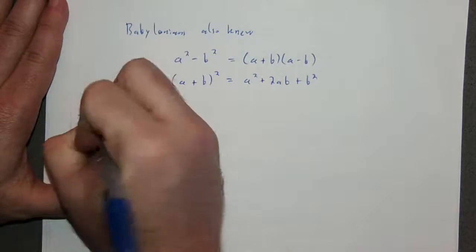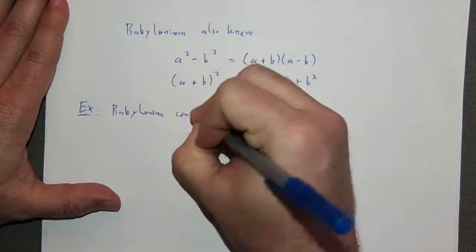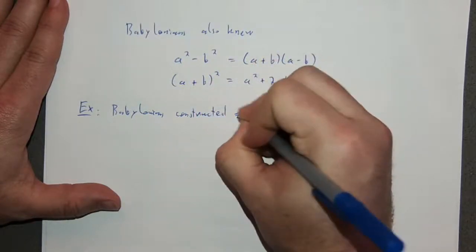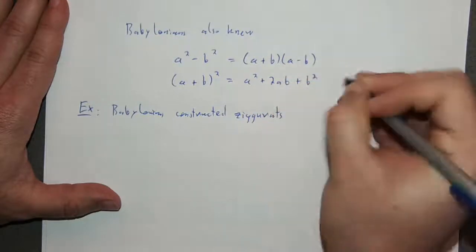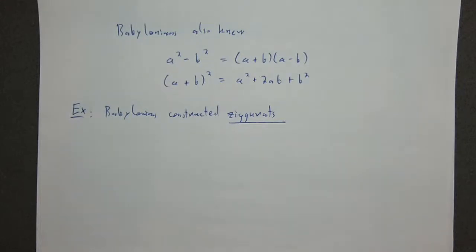Here's an example. Babylonians constructed what are called ziggurats, which, if you've never seen them, are typically used as an example of the prototypical Mesopotamian structure because they're very impressive. They were pyramid shaped, but they had levels. If you just Google a ziggurat, you can see a lot of pictures of them. The Hanging Gardens of Babylon, whether or not they existed, are typically depicted as a ziggurat-like structure.